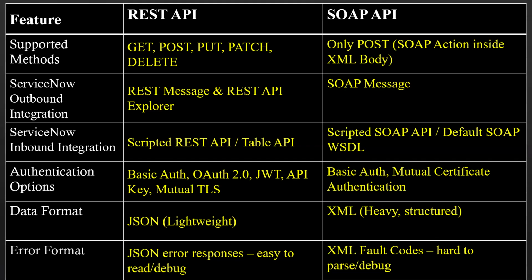Next feature is the data format. The data format for REST API is JSON. For SOAP, it is XML. Next feature is the error format. Here JSON error responses are easy to read and debug. But SOAP API uses XML fault codes, because XML itself is hard to parse and debug.